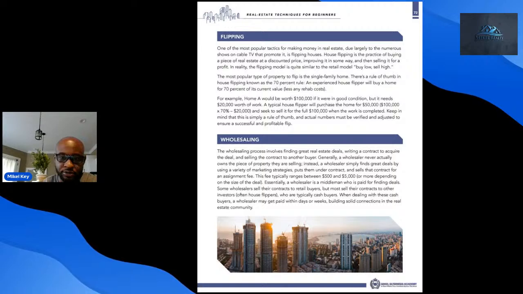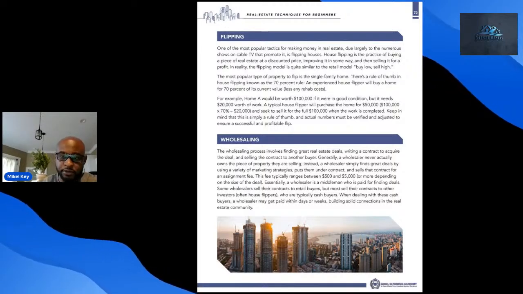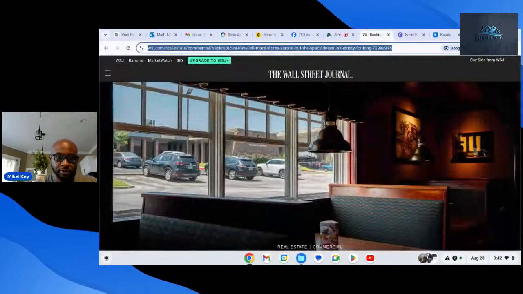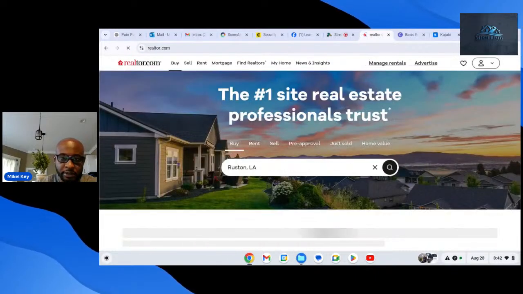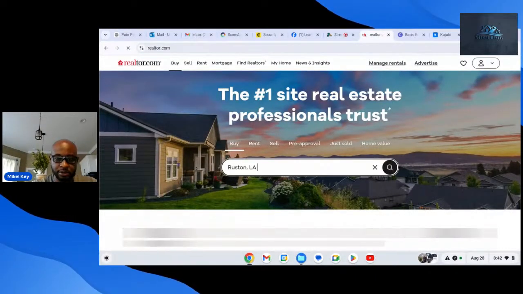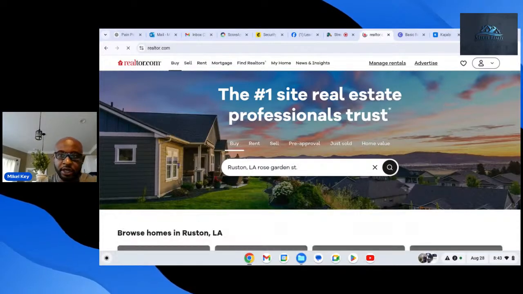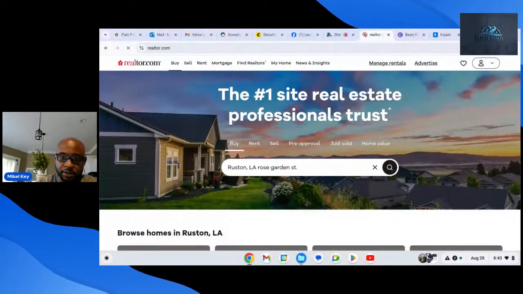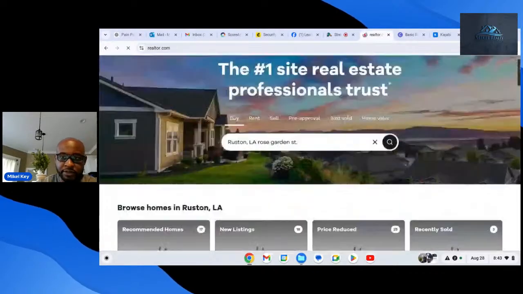So I'm going to share my screen with you. And what we're going to do is go out and play around with the after repair value right quick. So let's go to realtor.com. I'm going to take Ruston, Louisiana, and let's go to Rose Garden Street. That's the street that I live on. So I'm going to try and look for some properties that have recently sold.